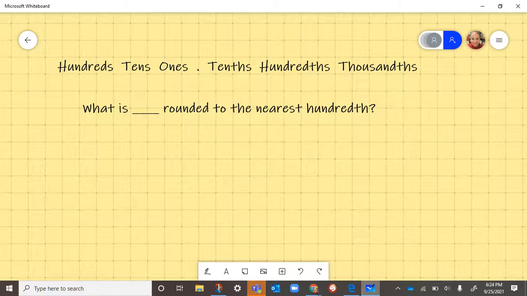Hi guys. All right, so we are going to look at some rounding today, and the first thing that we're going to look at is this place value chart.